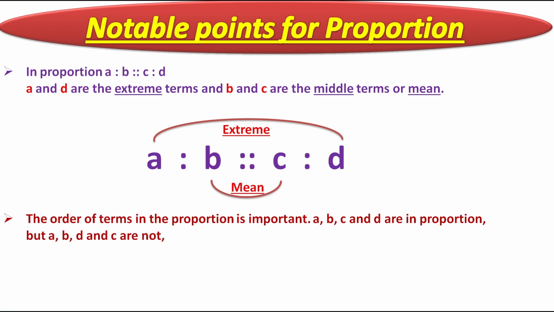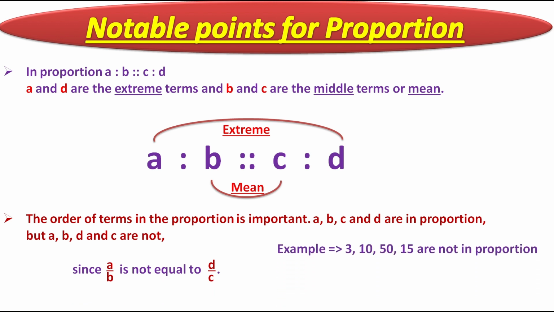Next point: the order of terms in a proportion is important. Just now I told you that the terms should be in order in the proportion. See here, A, B, C, D are in proportion but A, B, D and C are not, since A upon B is not equal to D upon C. You can understand this better with the help of an example. Just now, while explaining proportion, the 15 was the third term and 50 was the fourth term.